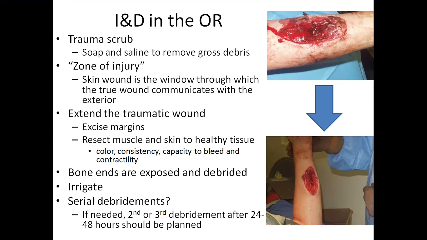Sometimes soap and saline are also used, if not available, in an emergency. So that's also used for trauma scrub. Then check the wound in the zone of injury, and then extend the traumatic wound.